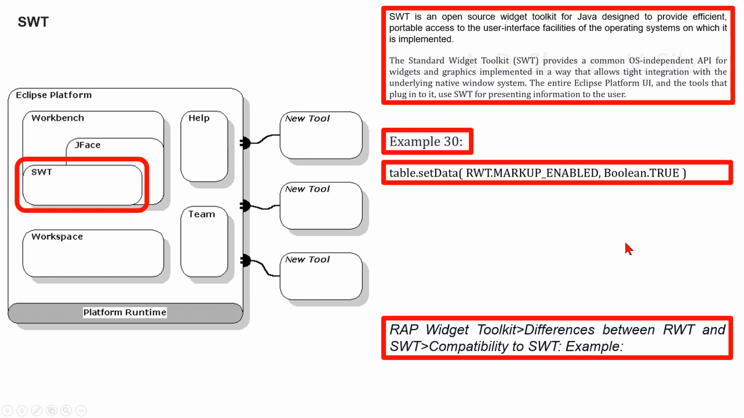Now we are considering compatibility to SWT in differences between RWT and SWT in RAP widgets toolkit. Here you can see the example. RAP generally follows the rule: if it compiles, it works. That means that all SWT API implemented in RWT is working within the requirements set by SWT. If an SWT feature is not implemented, the corresponding API is also missing. If this is the case, it is likely because it's hard or impossible to implement in RWT.